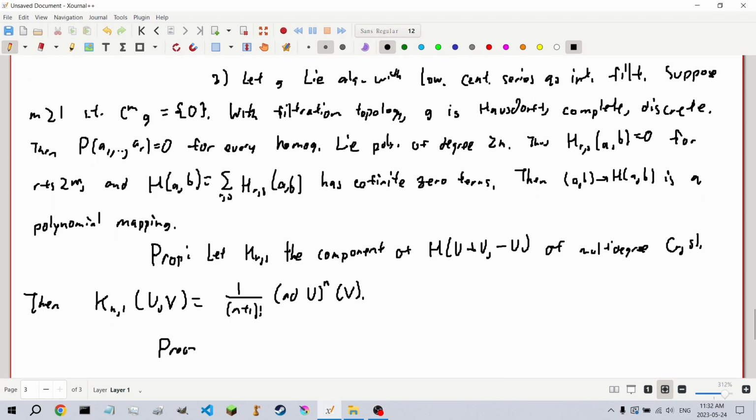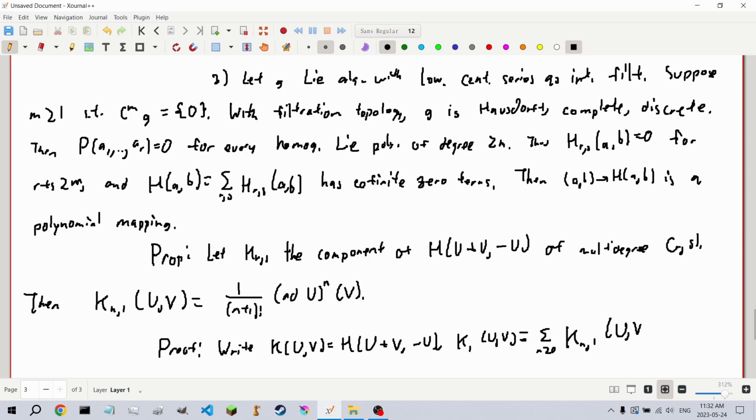Proof. I want to write K(U,V) being H(U,V), H(U+V, -U), and K_1(U,V) being the sum for positive n of K_{n,1}(U,V).